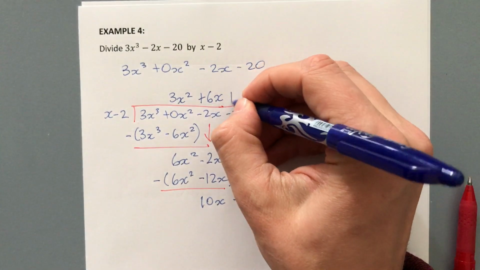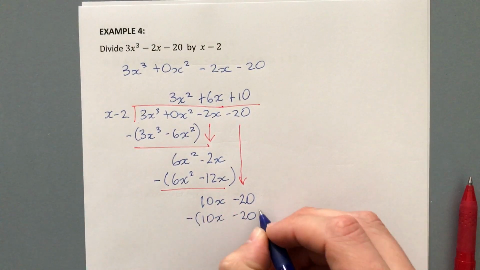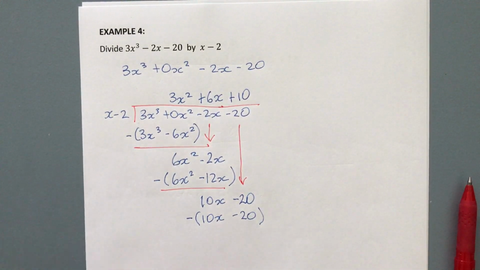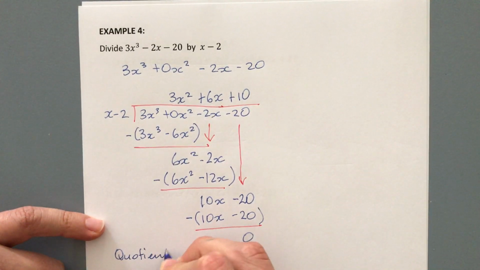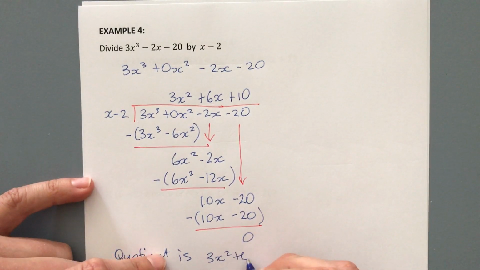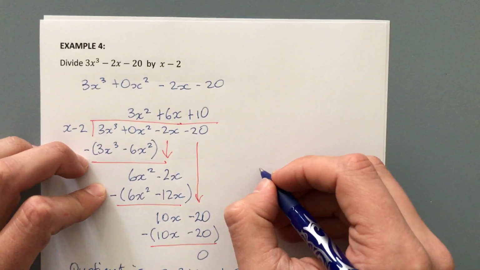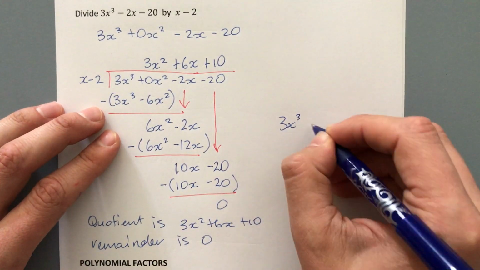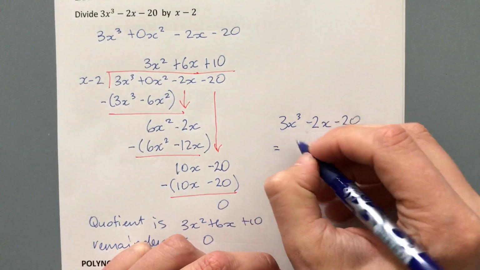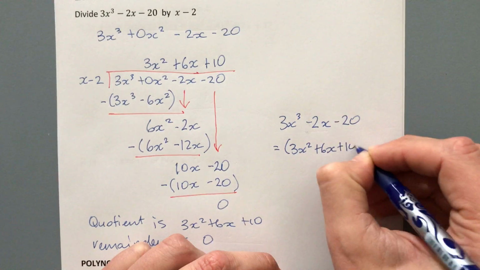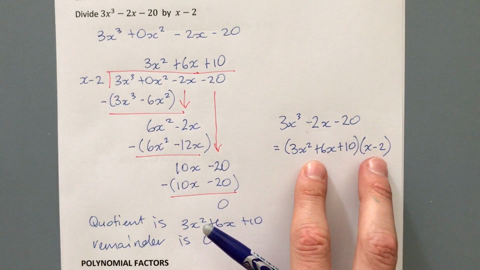x divided by 10x gives us positive 10. Positive 10 multiplied by x minus 2 gives us 10x minus 20. Taking 10x minus 20 away from 10x minus 20 will produce a remainder of 0. So in this case, the quotient is 3x squared plus 6x plus 10. The remainder is 0. And so in this case, what we can then say is that 3x cubed minus 2x squared minus 20 is equal to our quotient, 3x squared plus 6x plus 10, multiplied by x minus 2, and there's no remainder. Okay, so you just need these two factors inside a bracket.